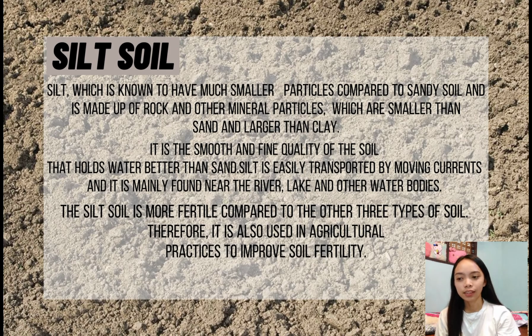Silt soil. Silt is known to have much smaller particles compared to sandy soil, and is made up of rock and other mineral particles which are smaller than sand and larger than clay. It is a smooth and fine quality of soil that holds water better than sand. It is easily transported by moving currents, and it is mainly found near rivers, lakes, and other water bodies. The silt soil is more fertile compared to the other 3 types of soil. Therefore, it is also used in agricultural practices to improve soil fertility.